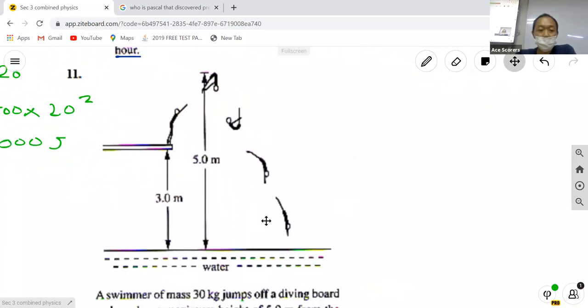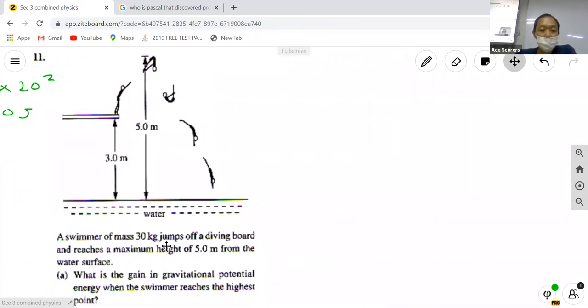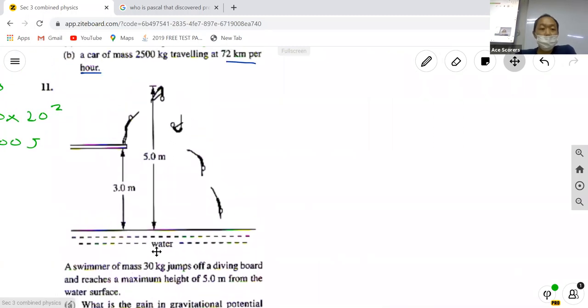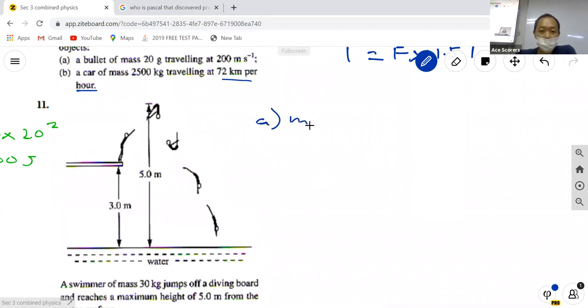Next one looks interesting. A swimmer of mass 30 kilogram jumps off a diving board, reaches maximum height 5 meters. What's the gain in GPE when he reaches the highest point? So GPE formula is MGH. This one is a bit interesting. What is the gain in MGH? What do you get? 600. How about you? MGH. Yeah, MGH. His mass is 30, right? 30. Then g is 10.